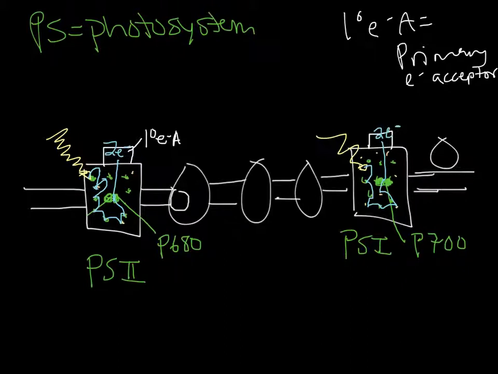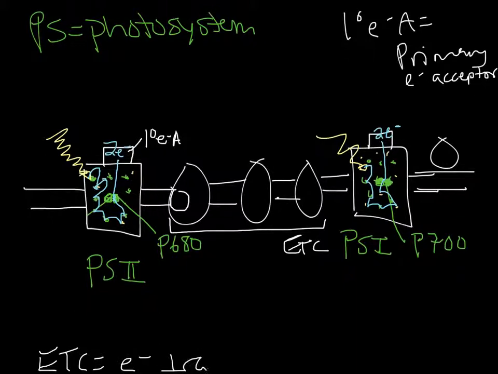So where do the electrons go from there? Let's look at PS2. So the electrons are at a high energy state, and next to them is an electronegative complex. So this complex here, these 3, are part of a chain we call the electron transport chain, or ETC. So ETC equals the electron transport chain. And it's just what it sounds like.